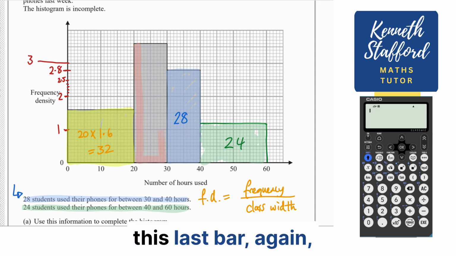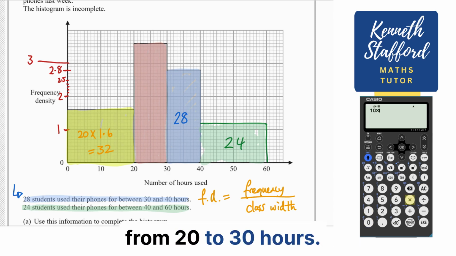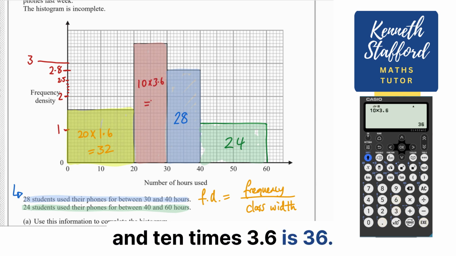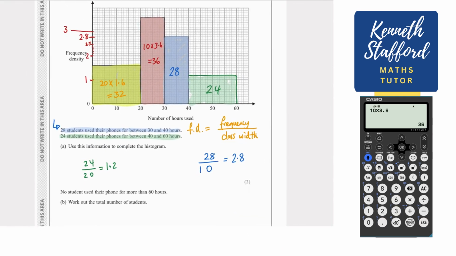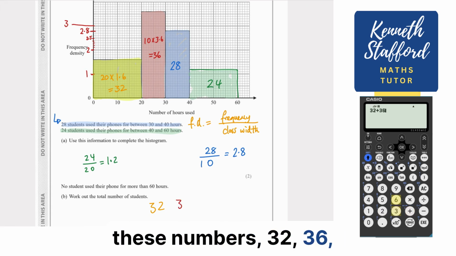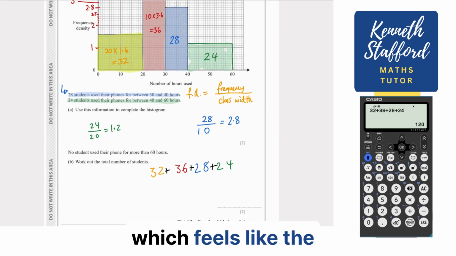And then to figure out this last bar, again, we're going to do the width, which is 10, because it runs from 20 to 30 hours. 10 times a height of 3.6. And 10 times 3.6 is 36. So the total number of students, we're going to add together these numbers, 32, 36, 28, and 24. And when we add these together, we get 120, which feels like the right answer.